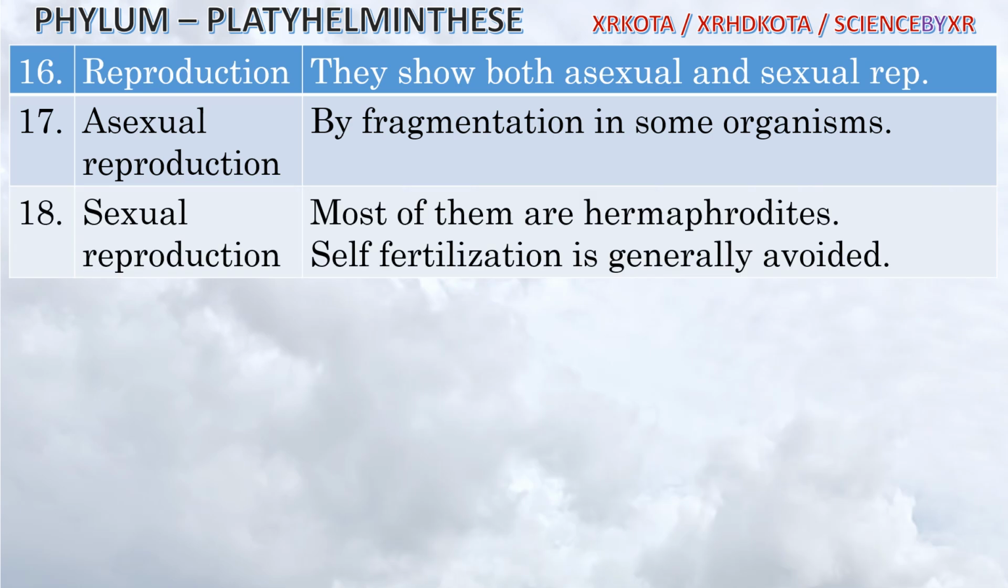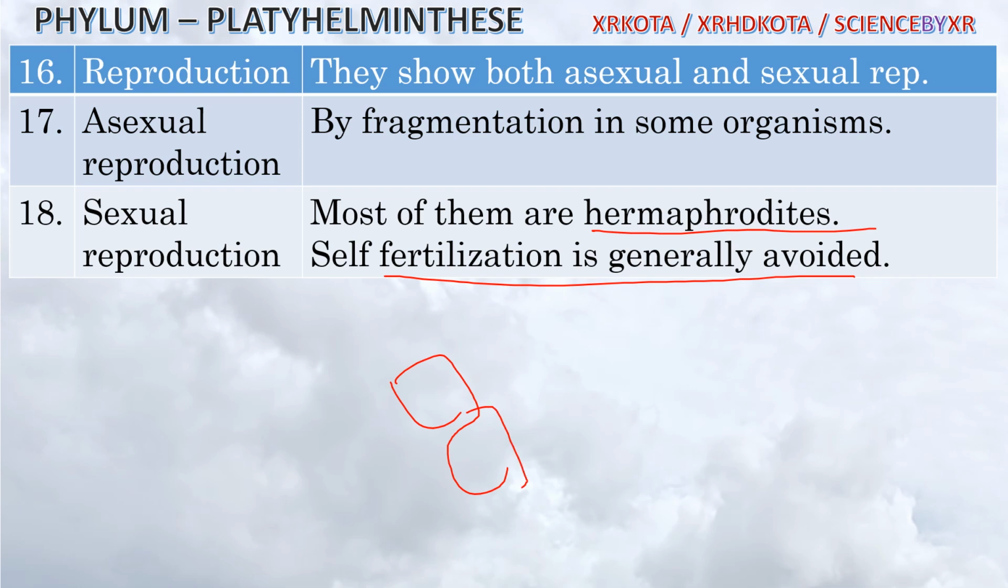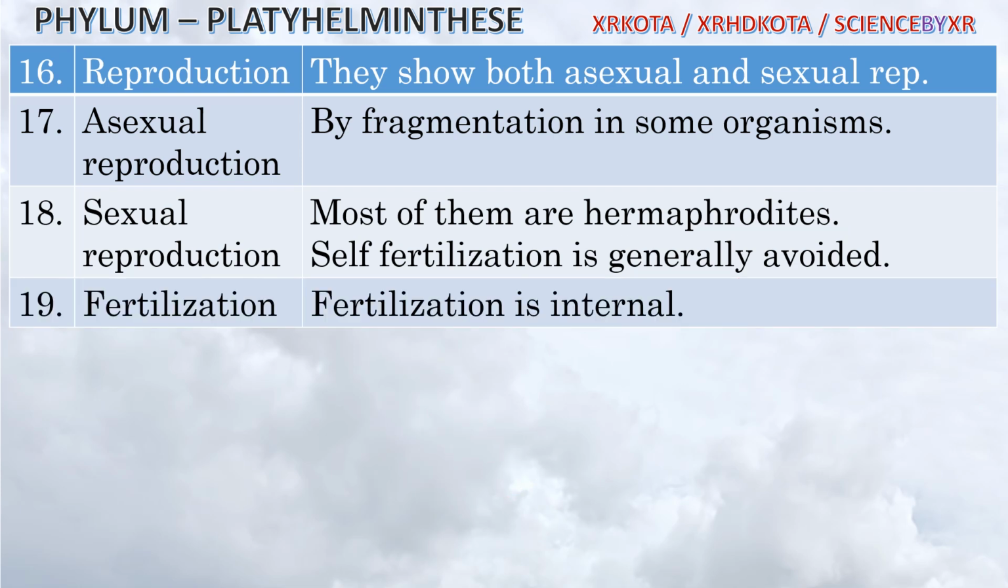Sexual reproduction. Most of them are hermaphrodite, that is both male and female organs are found in the same individual, but self-fertilization is prevented. If we talk about the tapeworm, the body is made up of small segments, and in each segment both male and female organs are there. So in these segments, the male organ can fertilize another segment, but cannot fertilize its own cell. Okay? So that is how self-fertilization is prevented.